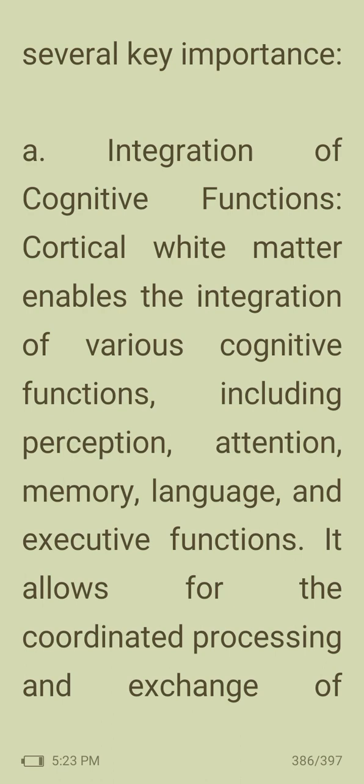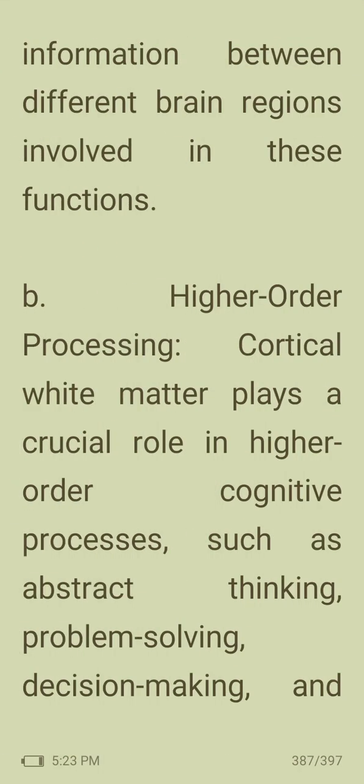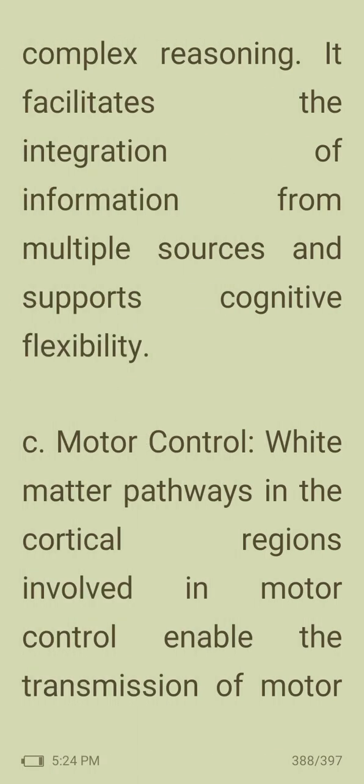It allows for the coordinated processing and exchange of information between different brain regions involved in these functions. Then, higher order processing. Cortical white matter plays a critical role in higher order cognitive processes such as abstract thinking, problem solving, decision making, and complex reasoning. It facilitates the integration of information from different sources and supports cognitive flexibility.